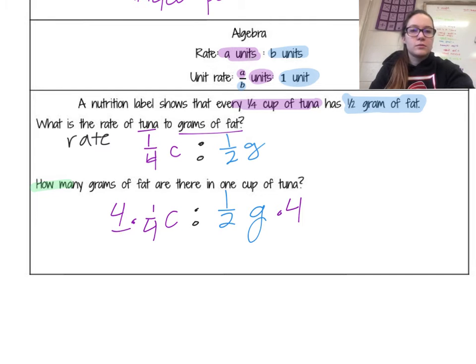Okay. So 4 times 1 is 4. 1 times 4 is 4. 1 times 4 is 4. Over 2 times 1 is 2.